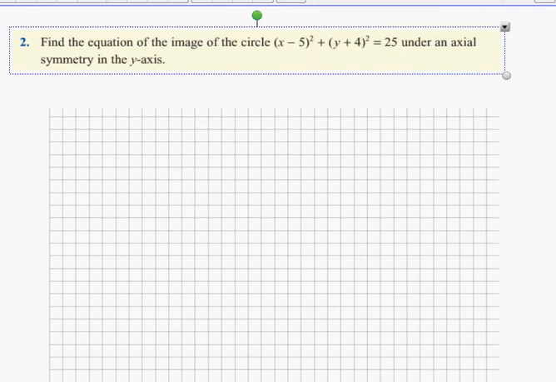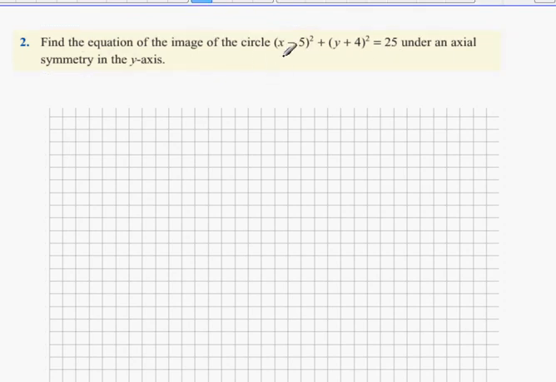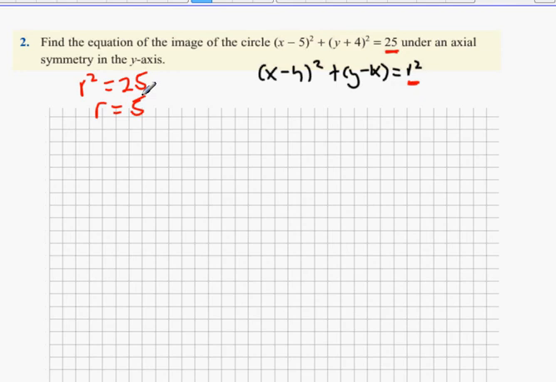Find the equation of the image of the circle (x − 5)² + (y + 4)² = 25. What I'm immediately going to do is write down the equation of a circle as we know it from our tables. What we all know is that r² = 25. Everybody happy with r² being equal to 25? The 25 is the r², therefore r equals 5. Everybody happy with that?